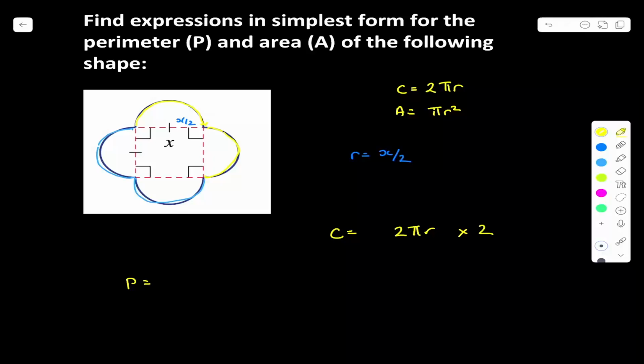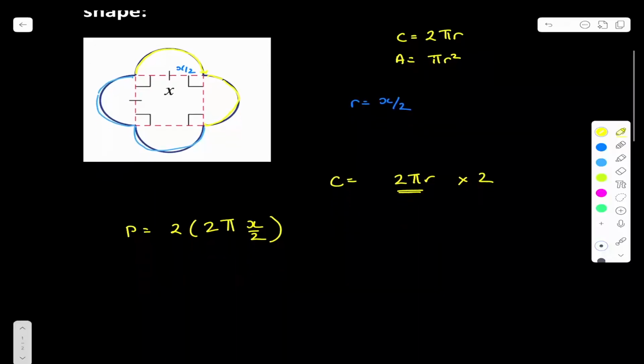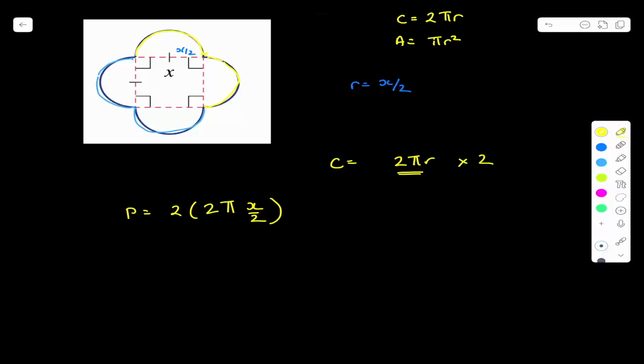So my perimeter would just be 2 multiplied by this formula, and the radius, remember, is x on 2. So let us work this out. Basically that 2 and that 2 can cancel, so it's just 2 pi x as your perimeter. Nice and easy for that one. Well done if you got that correct, or you're able to follow that through.